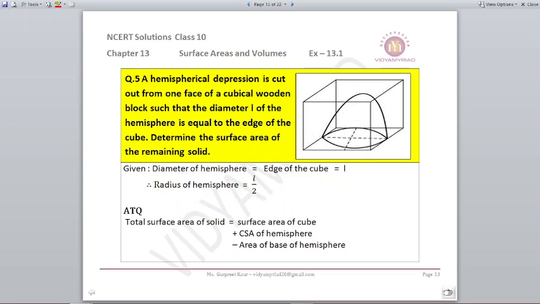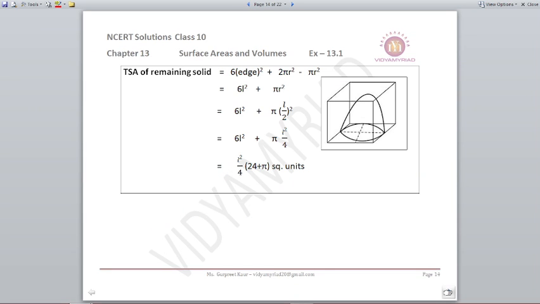So, what is the total surface area of the solid? This will be the surface area of the cube plus the curved surface area of the hemisphere minus the area of the base of the hemisphere. So this becomes 6 side square plus 2 pi r square minus pi r square. Side is given to us as L, so 6L square plus pi r square. R will be L by 2. On solving this, we can write the final answer as L square upon 4 into (24 plus pi) square units.